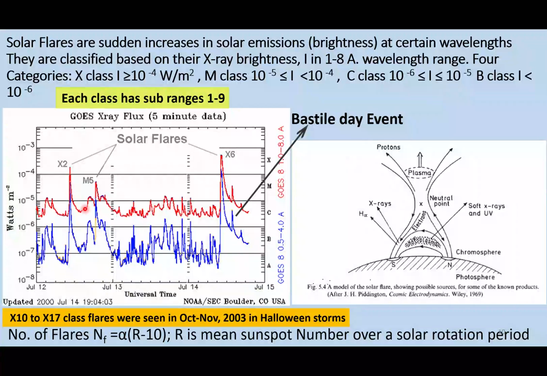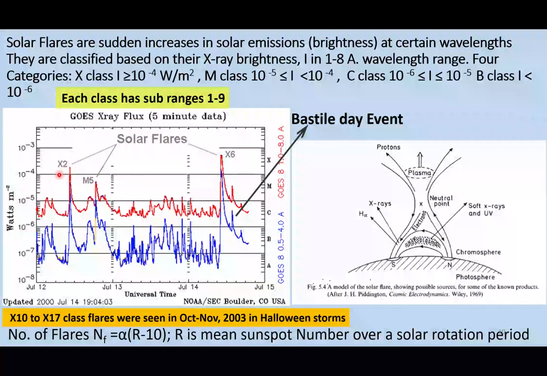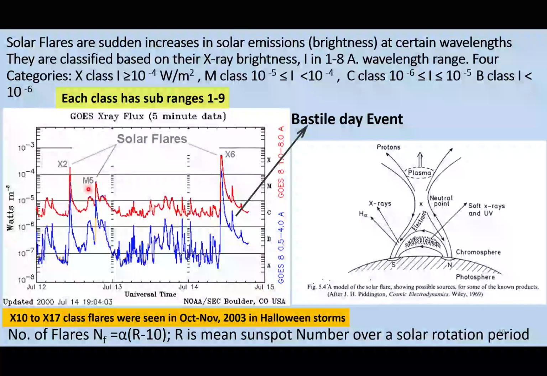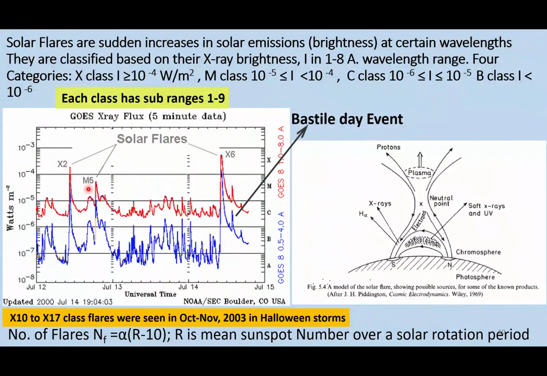Now, according to this classification, because this is exceeding 10 to the power minus 4, it is 2 into 10 to the power minus 4. So it is therefore called an X2 class flare. Only this one is between 10 to the power minus 4 and minus 5, so it is called an M class, moderate class flare. And so the actual brightness is 5 into 10 to the power of minus 5 watts per meter square. So on and so forth.